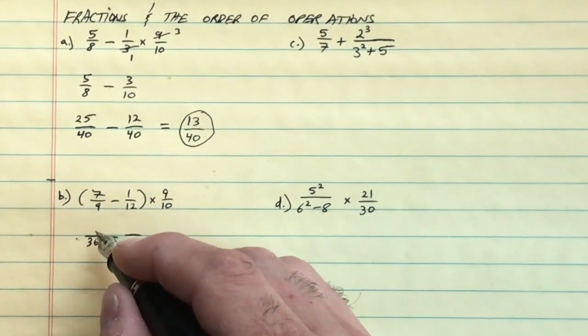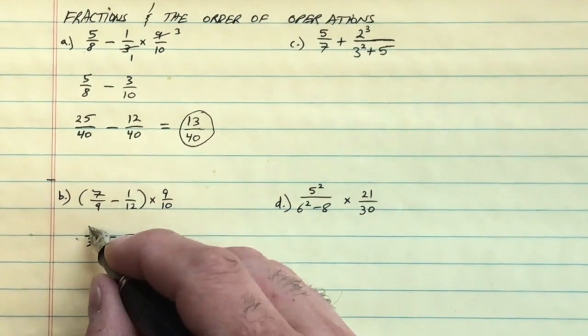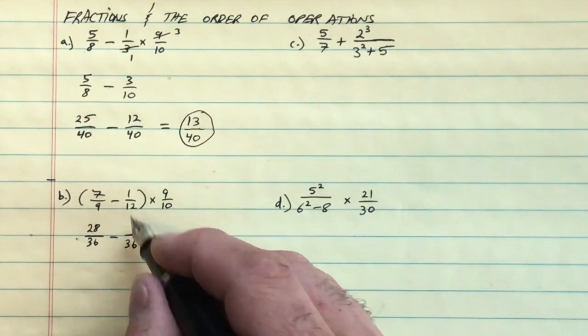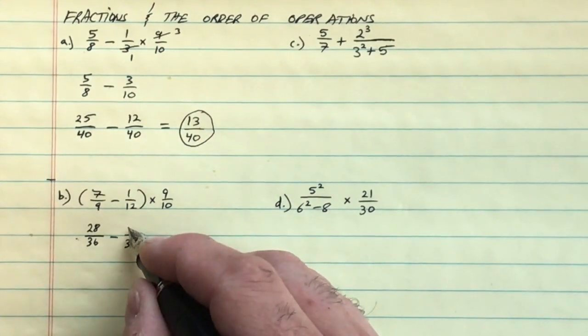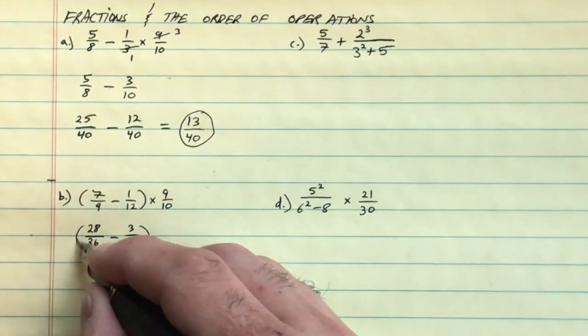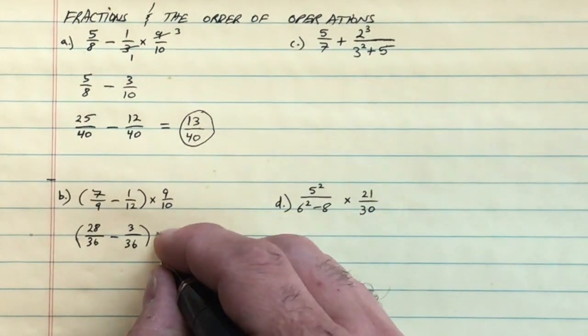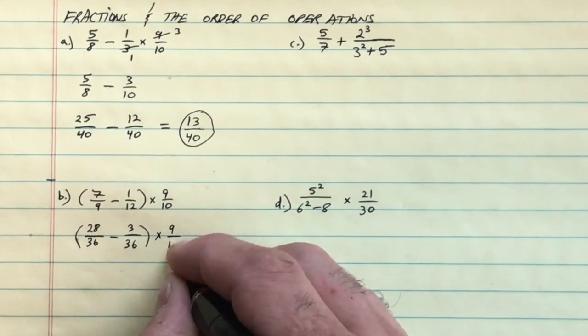So 9 times 4, so we got 7 times 4. That's 28. And then we have here 12 times 3, 1 times 3. That's 3. Now be careful when you're doing these problems. Don't forget to put your parentheses in there. I see kids do that a lot. They do a step, but they forget to write the parentheses down. Don't forget to do that. Really important to do that.